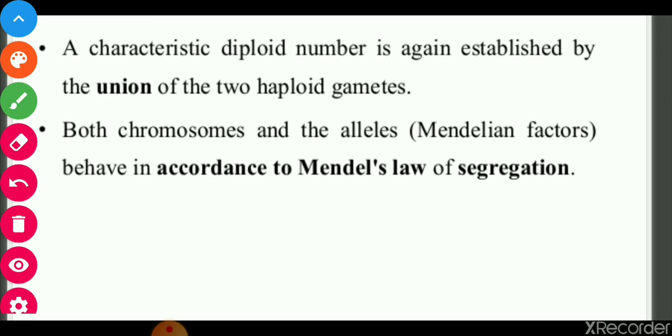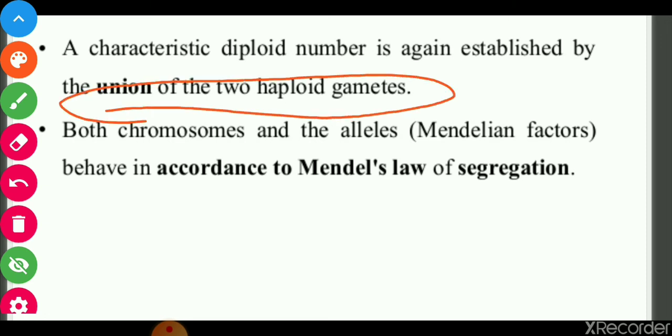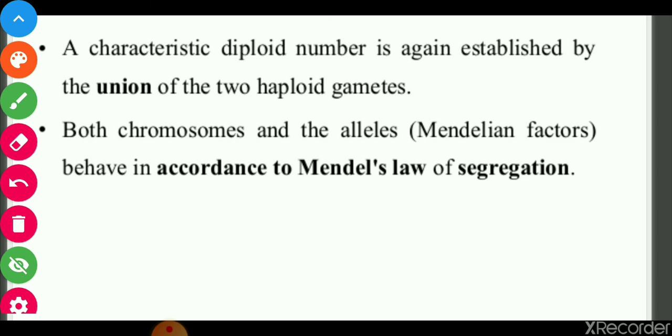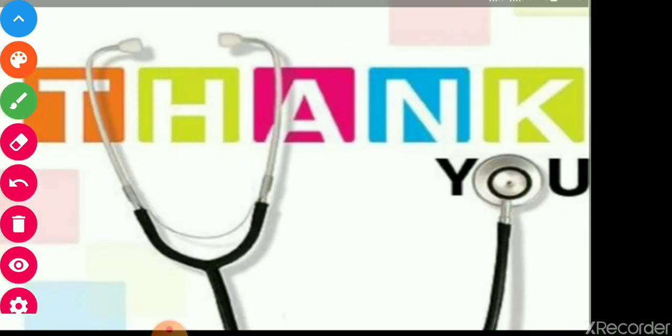A characteristic diploid number is again established by the union of two haploid gametes. As fertilization takes place, the male and female gametes fuse and again form a zygote, and in the zygote the number of chromosomes is again maintained when these two haploid gametes fuse.